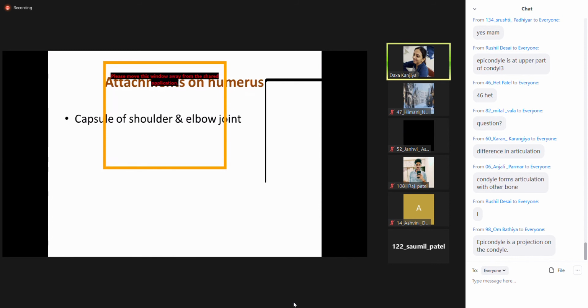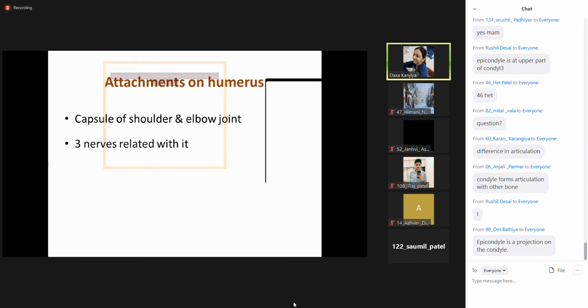include the capsule of the shoulder joint, and the capsule of the elbow joint surrounds the articular margin. Then the three important nerves directly related with the humerus. One which winds around the surgical neck of humerus, that is the axillary nerve. One lies in the radial groove, that is the radial nerve, or in the spiral groove. And behind the medial epicondyle, that is the ulnar nerve.